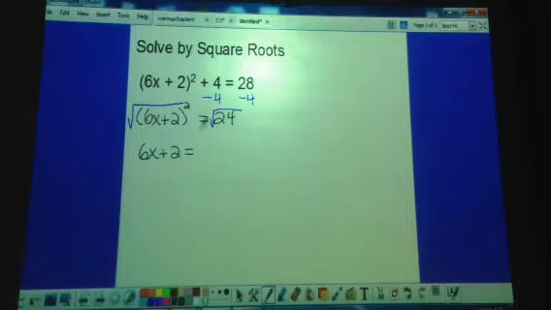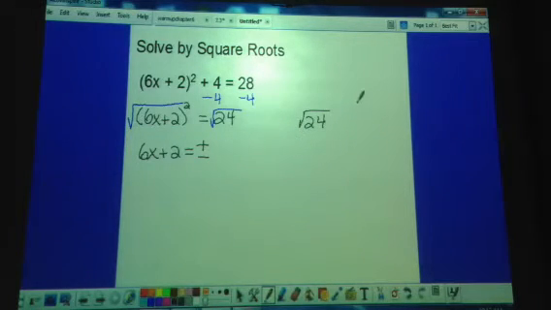Now on the right-hand side, I have to be careful. Whenever I take a square root and I'm solving an equation, I have to account for the positive and negative possibility in my answer. When you square a negative, you get a positive. And when you square a positive, you get a positive. So whenever we're doing even roots or squaring, we're going to have this plus or minus as a part of our answer. Now, the square root of 24, you have to reduce that, if possible.